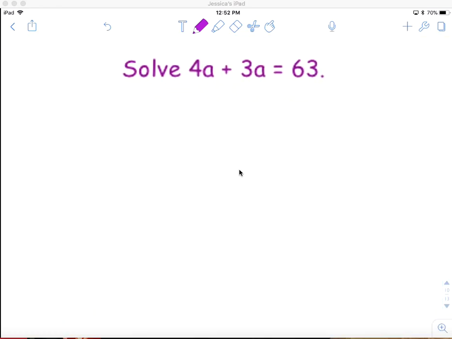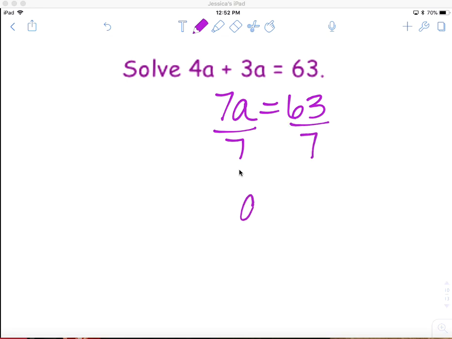All right, on this example, we have 4a plus 3a equals 63. Before we try to get a by itself, you always want to combine like terms. So on this one, 4a plus 3a is going to become 7a. That was my first step. Now my second step is to get rid of the 7. So I'm going to divide both sides by 7 to get a equals 9.